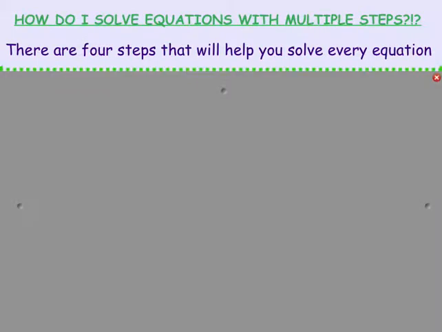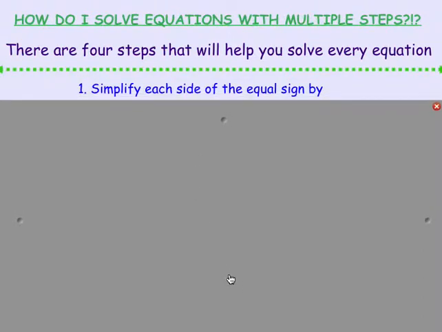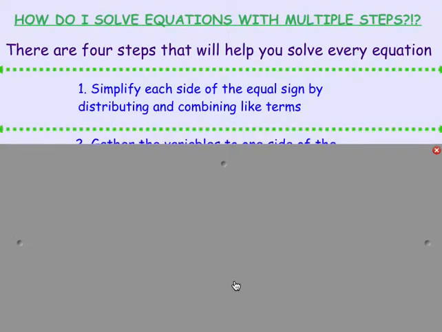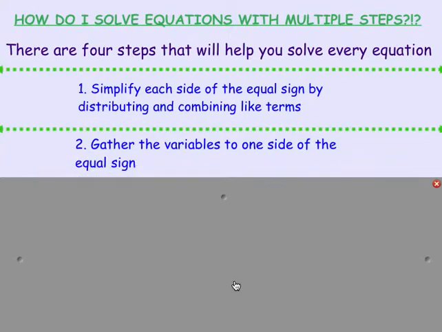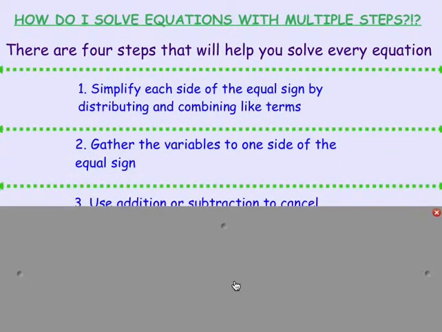So I do want you to write these steps down because it helps if you ever get stuck at any point to have these written down. There are 4 steps that will help you solve every equation. The first step is to simplify each side of the equal sign by distributing and combining like terms. You're going to simplify one side and then simplify the other before you bring things over to other sides of the equal sign. Next, you're going to gather variables to one side of the equal sign. So we want to get all our letters on the same side so that we can start solving this equation.